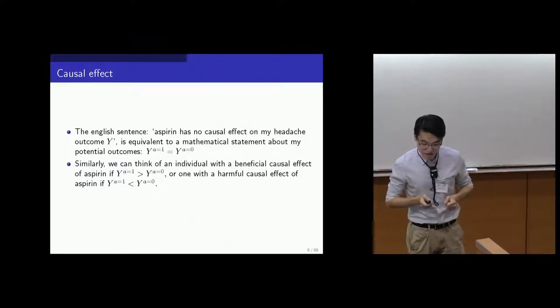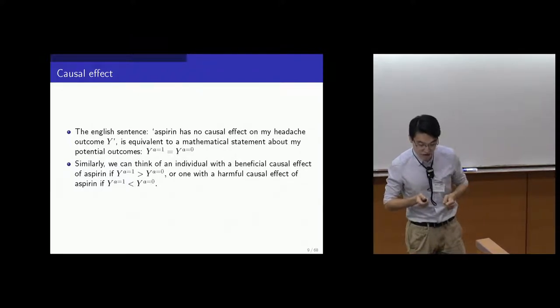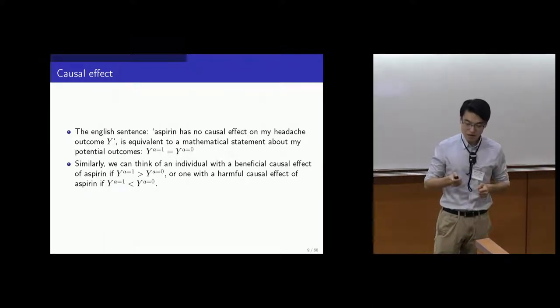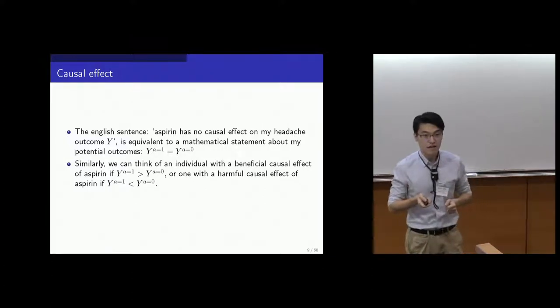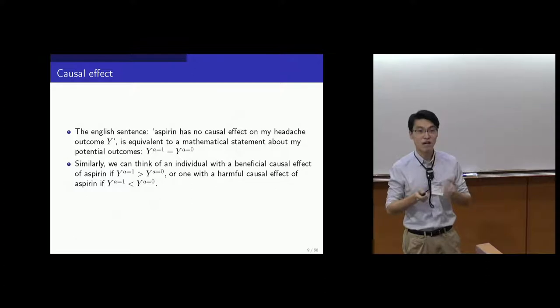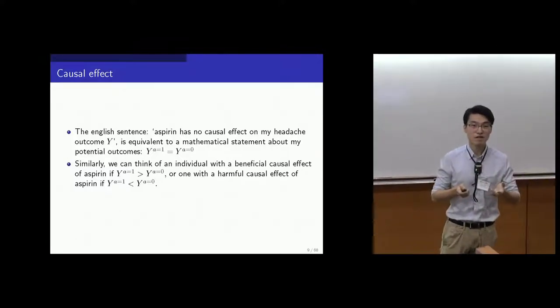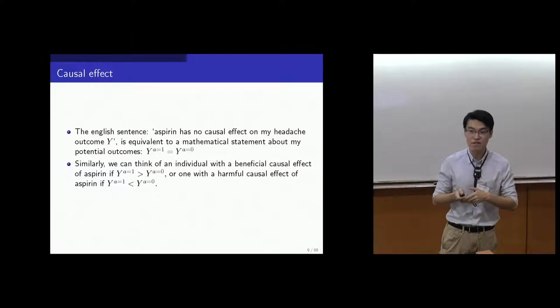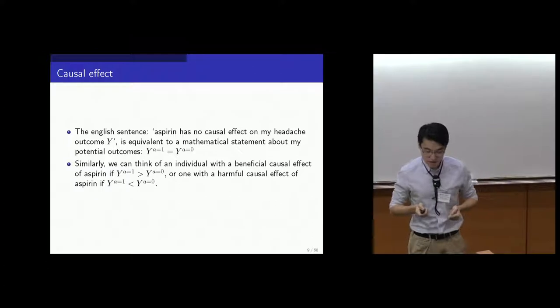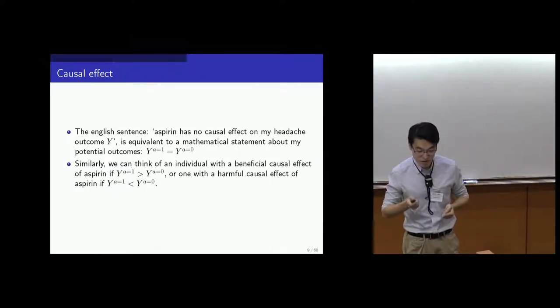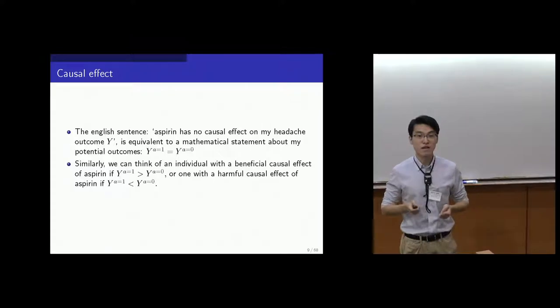Similarly, we can think of an individual with a beneficial causal effect of aspirin, right? So here, the outcome is only dichotomous. So clearly, this means when you take aspirin, your potential outcome with superscript A equals 1 will be 1, i.e. your headache is cured when you take aspirin. And if you do not take aspirin, your headache persists. And conversely, for someone for whom aspirin taking is harmful, it is the other relation for these two potential outcomes.